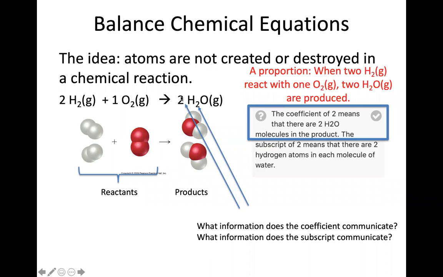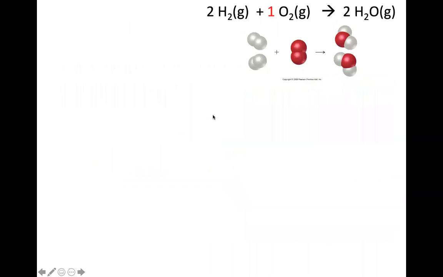The coefficients to me are telling me a proportion. It's telling me that when I have 2 molecules of H2 reacting with 1 molecule of O2, then I'll get 2 molecules of H2O. It's putting into words what this particle level description is telling me. So I agree that I'm going to get 2 H2O molecules, and that will match up when I have 2 and 1. So we've got to be careful though with both of these parts. Let me show you what I mean within this.